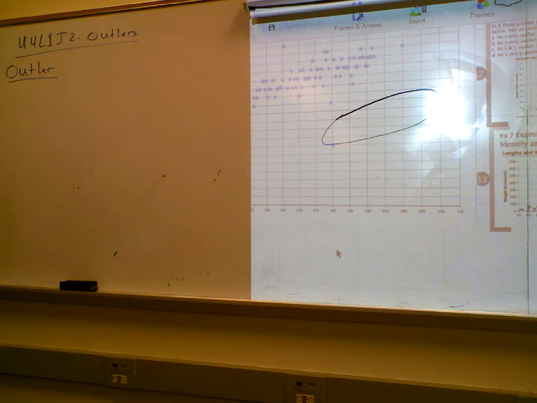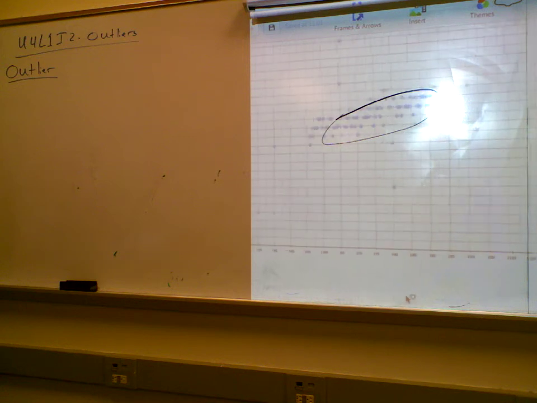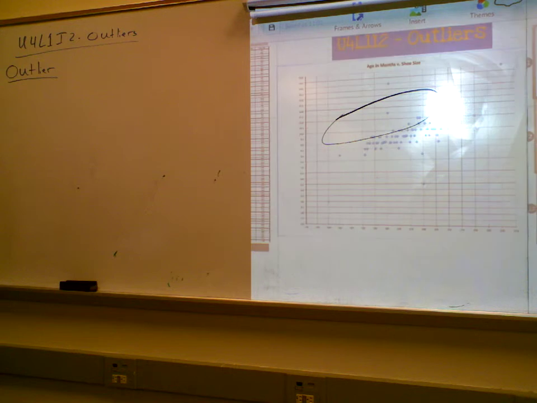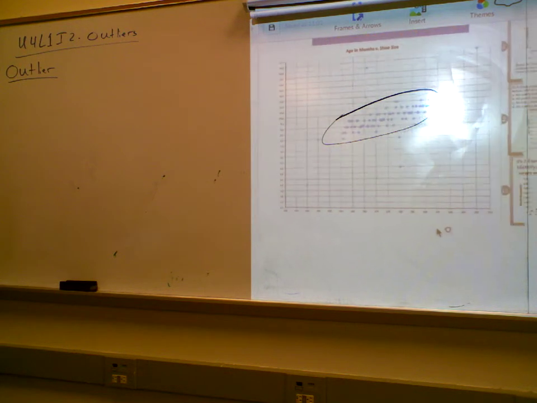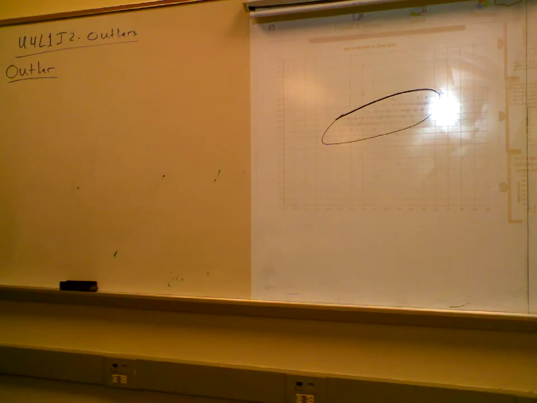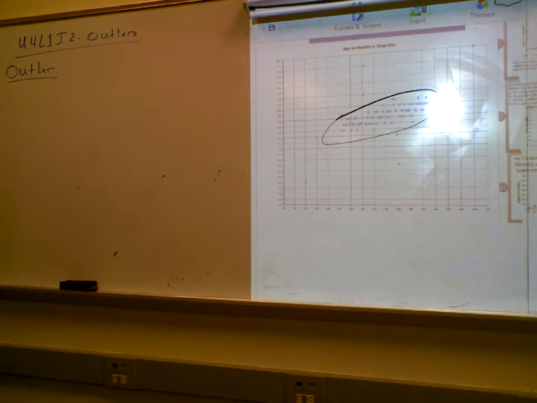Looking at our graph. Come on, Prezi. Got it. So an outlier is a point that's distant from the other points, right? So those points would be the ones that are outside of the cloud. Does that make sense, guys? Yeah. Okay.